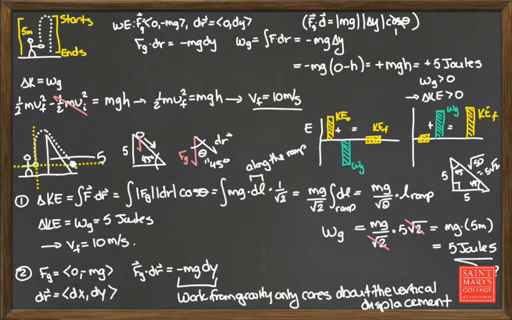Since it is minus mg dy, when we actually evaluate the work by doing the integral, notice that this looks exactly the same as it did when the ball was just moving vertically. So again, it's just going to be mg delta y. And since in the vertical direction it moves down 5 meters, this then just becomes mgh, or plus 5 joules.